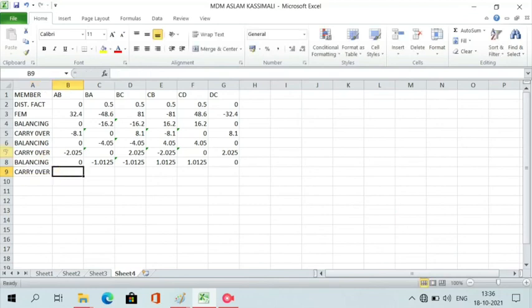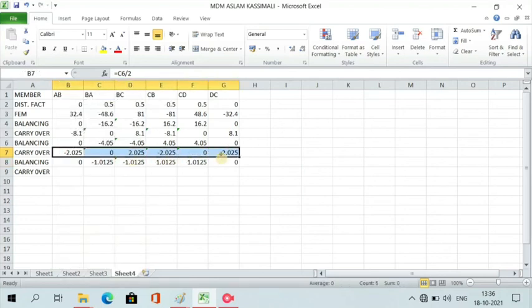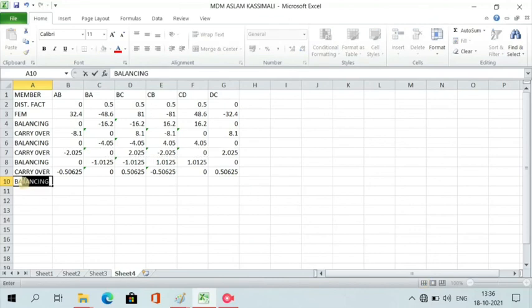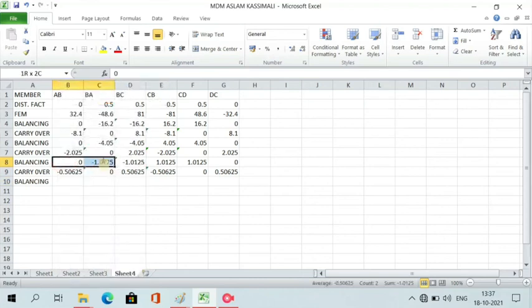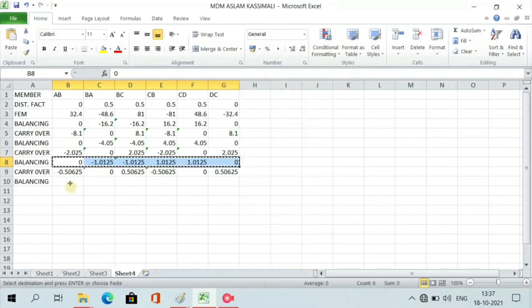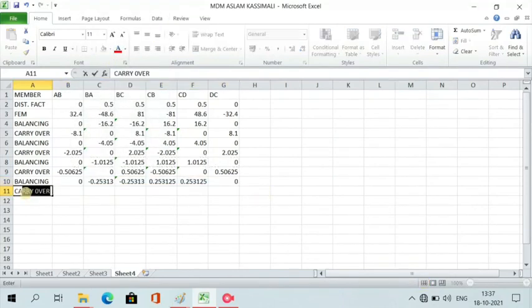Now again I need to do carry over. Now I will be copying this 7th row. I copied it, then I will be pasting it in row number 9. I pasted. Again I need to do balancing. So I will be copying now row number 8. I copied row number 8. Now I will be pasting in row number 10.